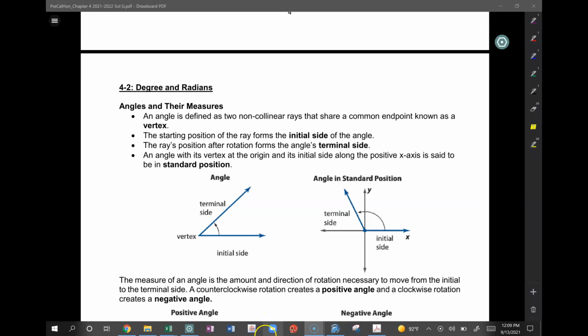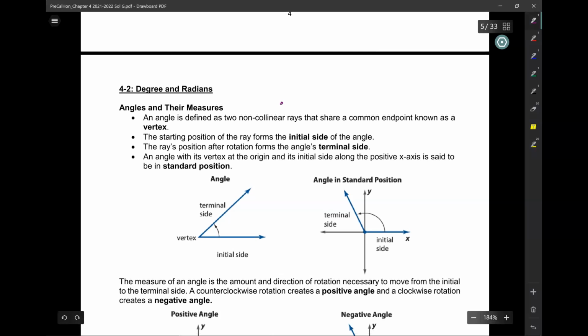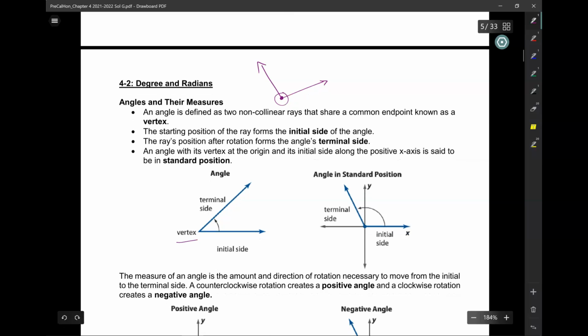First of all, let's talk about how an angle is created. In order to create an angle, what you need is two non-collinear rays, right? So imagine here's a ray, and remember a ray has an end point, but it goes on infinitely in the other end. So that's one ray. Another non-collinear ray, so not lying on top of each other, would be this one. And if they're joined at the end point, then the point where they join becomes the vertex, as you can see here.